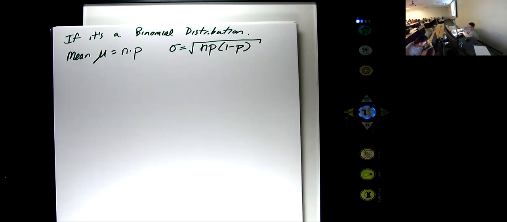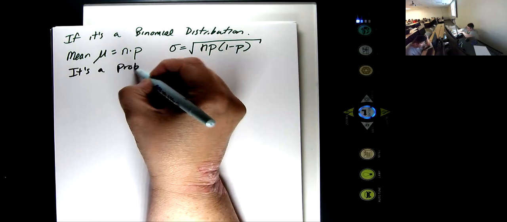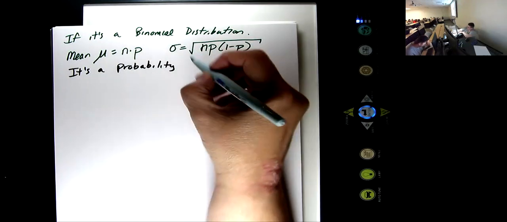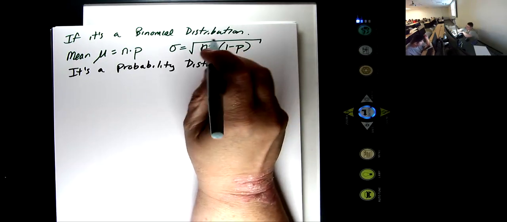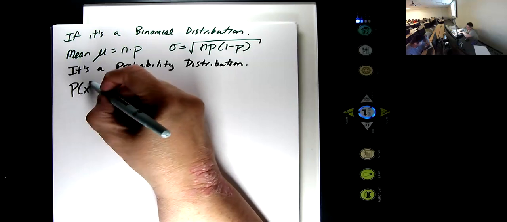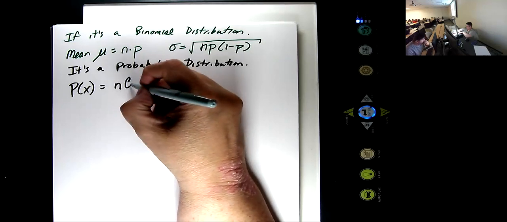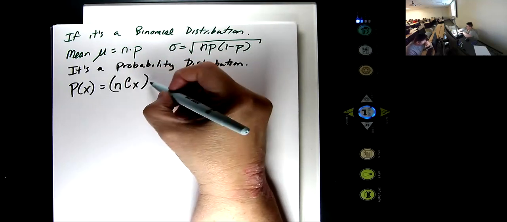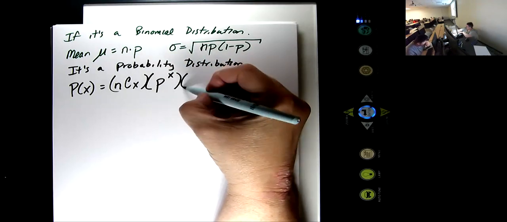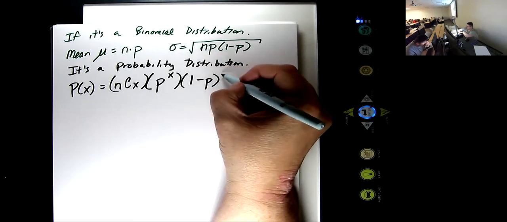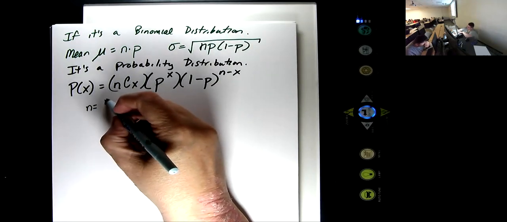This is a probability distribution now. So guess what? This is the formula for probability of X. We have n choose x. We're going to multiply that by p raised to the x power. And then we're going to multiply that by 1 minus p raised to the n minus x power. N is the total number of trials.